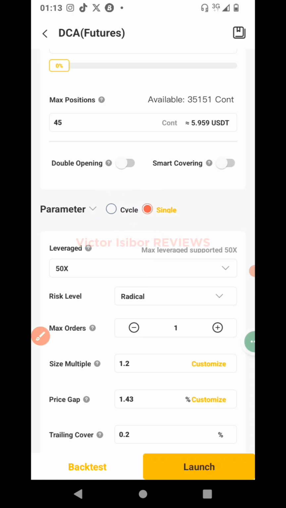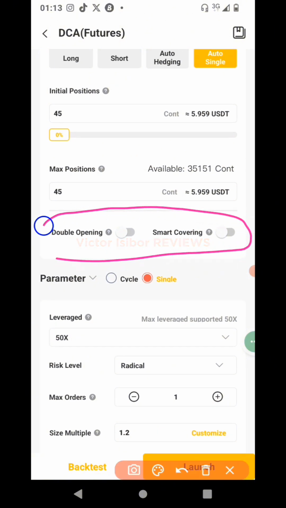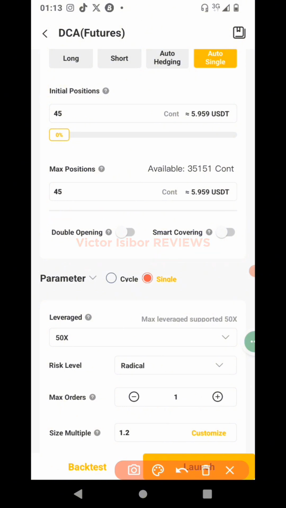All right. For this particular method, I am not choosing anything smart covering or double opening. I'm trading once. So the AI does not need to do any smart covering for me. It covers once and that's all. It exits the market. I take my money and I go away. No, nothing like double opening. All right, for this particular strategy.